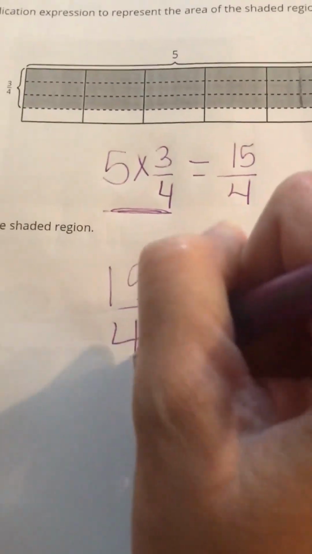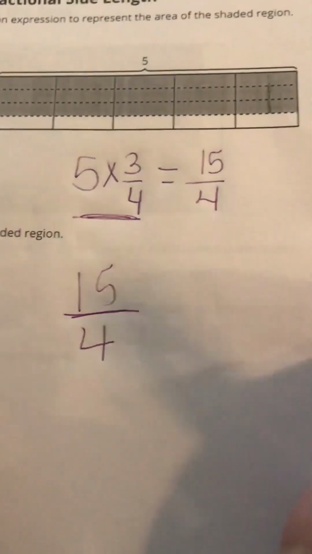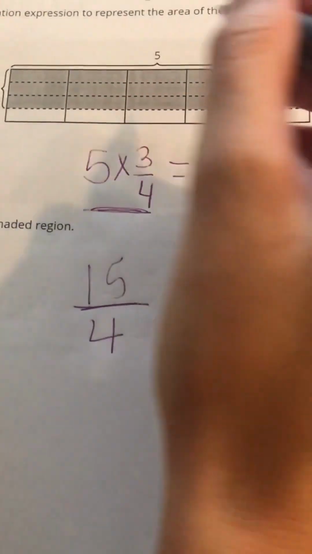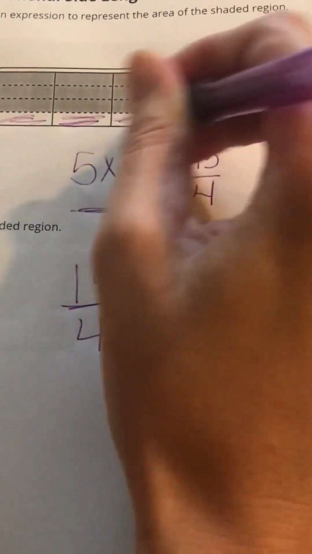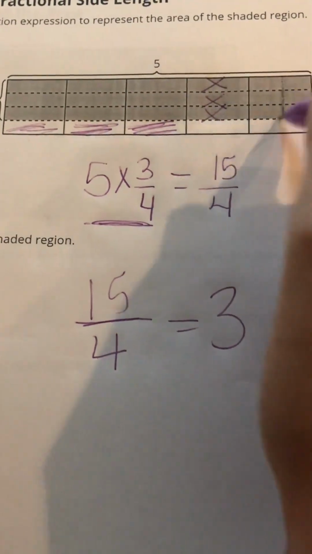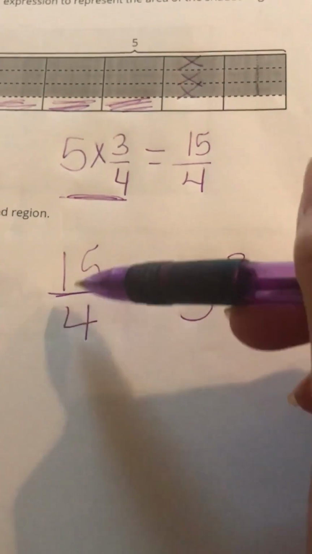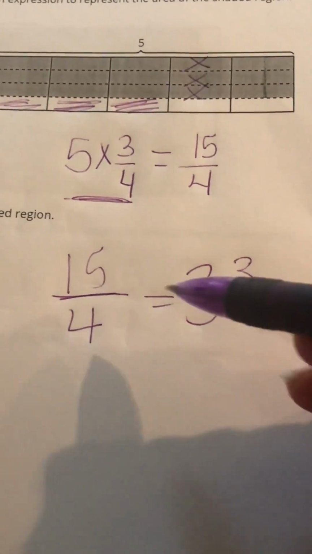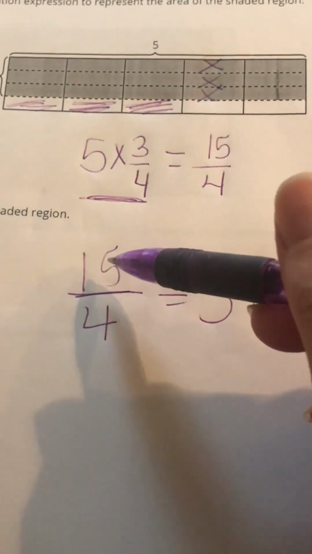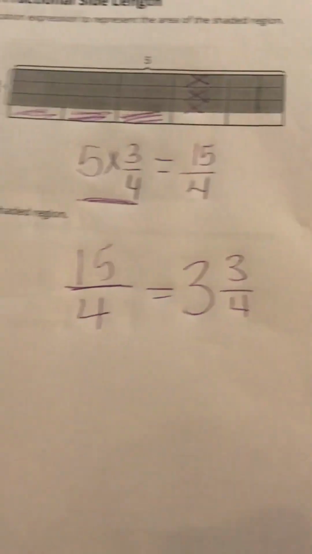So 15/4, if I wanted to use the picture to do that, I could count, and I do have 15 of these 1/4 pieces. Now I could take one from here to fill this one in. If I took this one, that would fill in this one. And then now I've got 3 completely filled in, and then I've got 3/4 left over. So 3 3/4. You could also think about how many fourths I can make with 15, and I can make 3 of those, because 3 times 4 is 12. And then if I do 15 minus 12, I have 3/4 left over. So the area would be 3 3/4 square units.